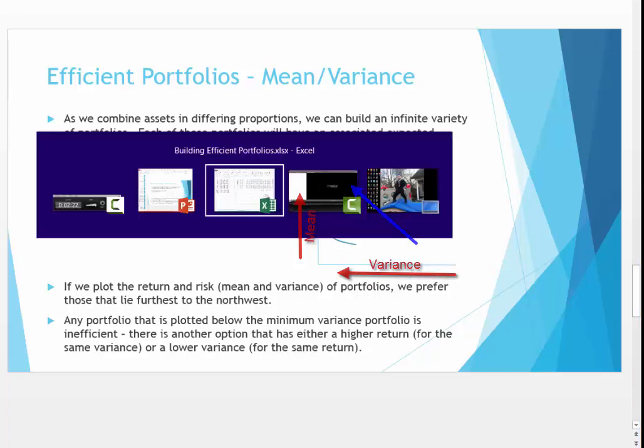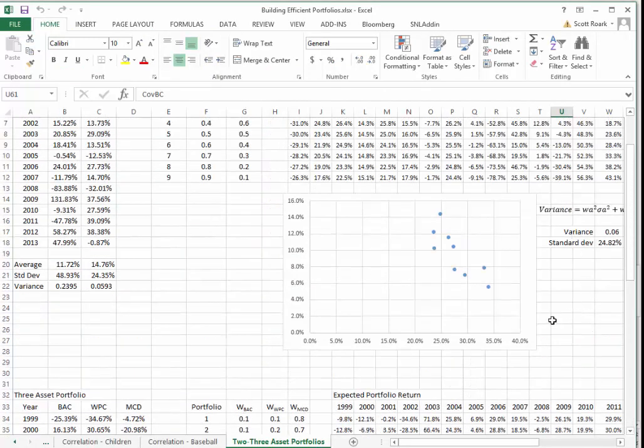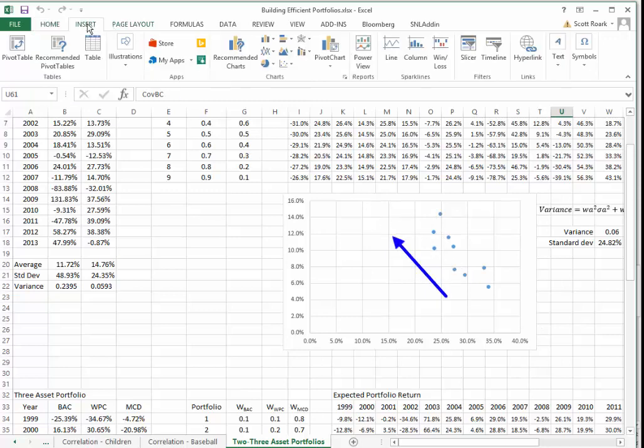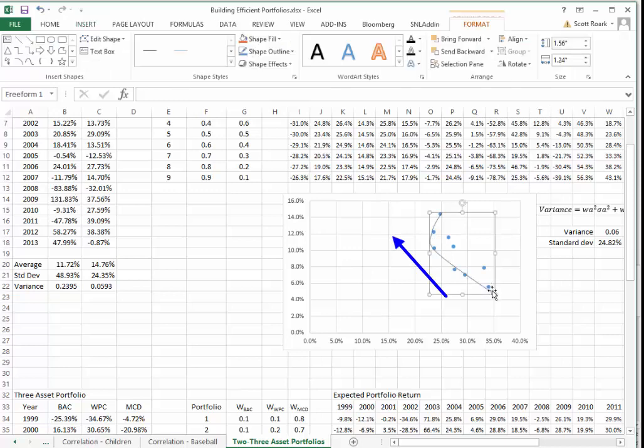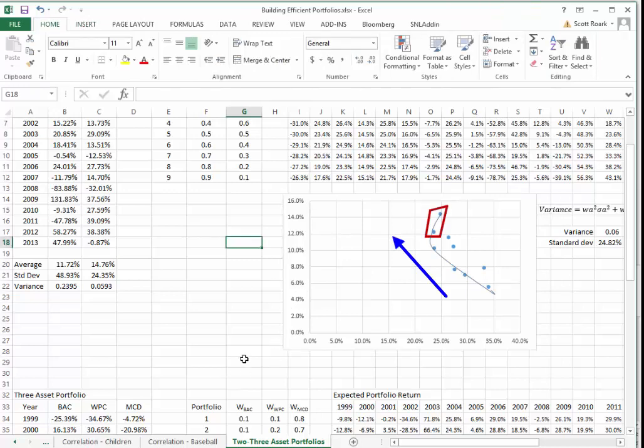Now let's go back to our graph of points on the 2 and the 3-asset portfolios. In the 2-asset portfolio, I've got the mean and the variance here. And I want to have points that lie furthest to the northwest. So let me just put in a little curve here. We want to have points that are furthest to the northwest. And so we have really kind of 2 points that we would even consider in this graph, and that's the top one.